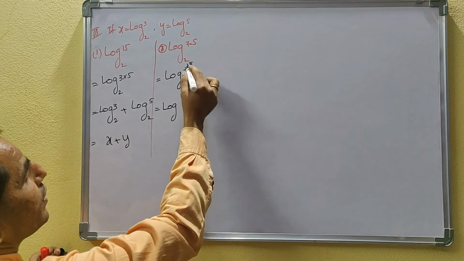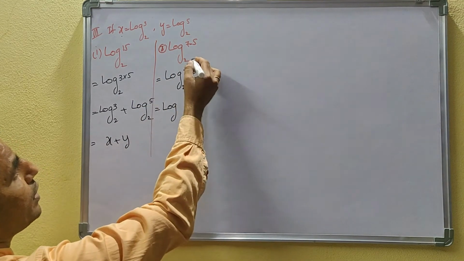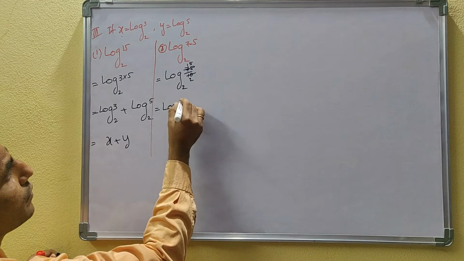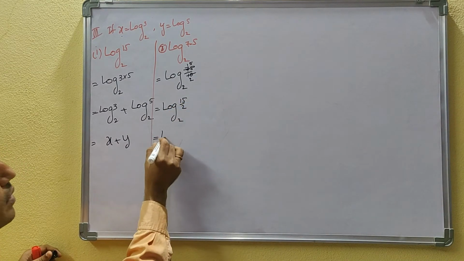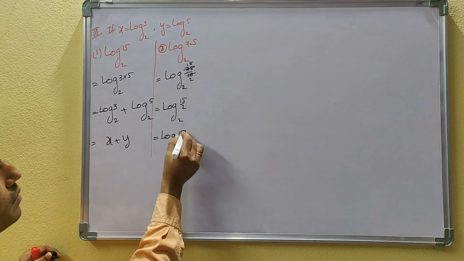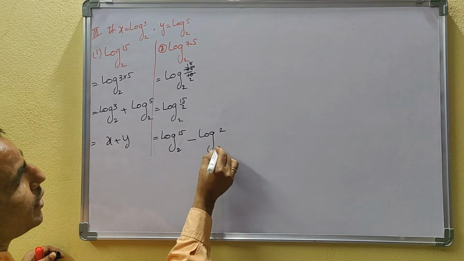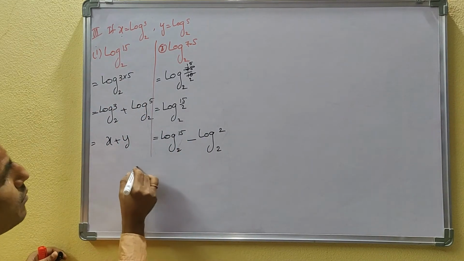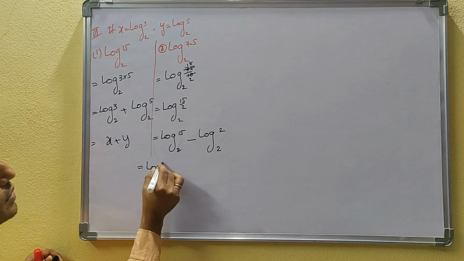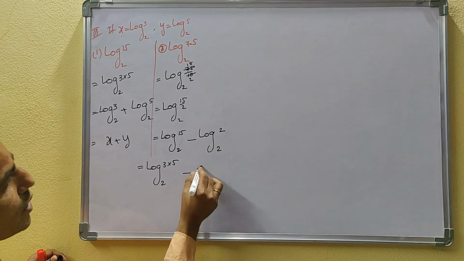5 2s are 10, 5 1s are 5, remaining 2, 25, 5 5s are 25, so 15 by 2, so log 15 by 2 base 2. So here log a by b: log 15 base 2 minus log 2 base 2. Log 15 base 2, the value is already there, so it can be written as log 3 into 5 base 2 minus log 2 base 2, value 1.